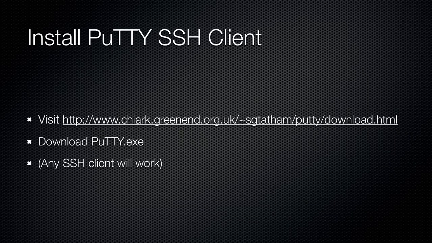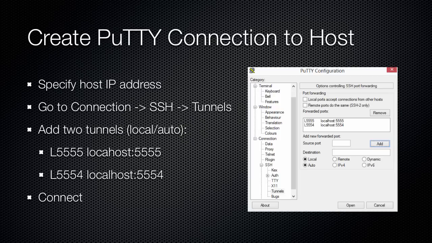You can download PuTTY from that URL there. If you just do a search for PuTTY SSH, I'm sure you can find this. And then any SSH client will actually work. So create a PuTTY SSH connection to the host. You're just going to specify the host's IP address, and then you're going to go over here to the right where it says connection, and then you're going to open up SSH and open up tunnels, and you're going to add those two tunnels.